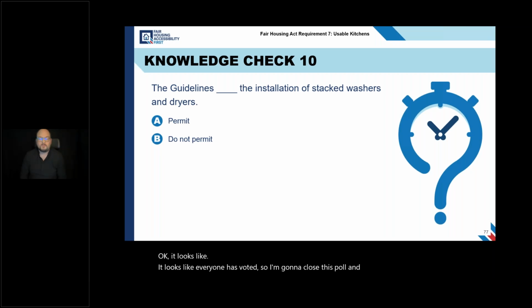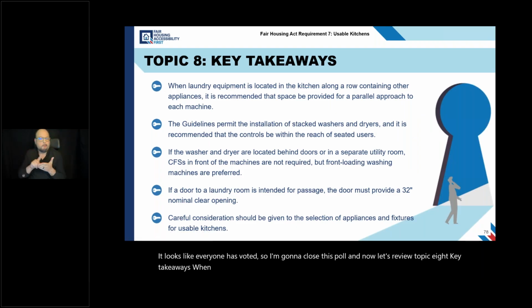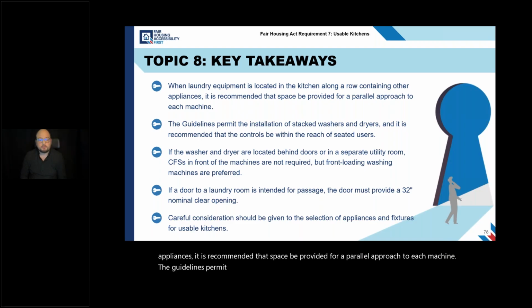And now let's review topic 8 key takeaways. When laundry equipment is located in a kitchen along a row containing other appliances, it is recommended that space be provided for a parallel approach to each machine. The guidelines permit the installation of stacked washers and dryers, and it is recommended controls be within the reach of seated users.